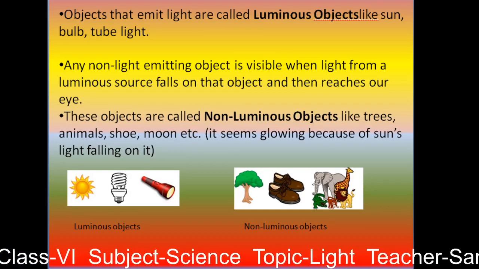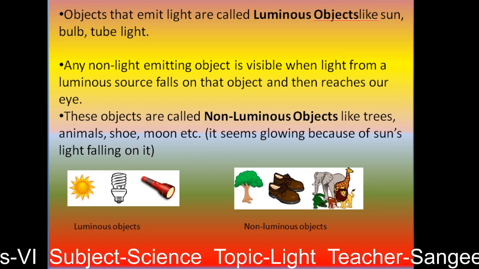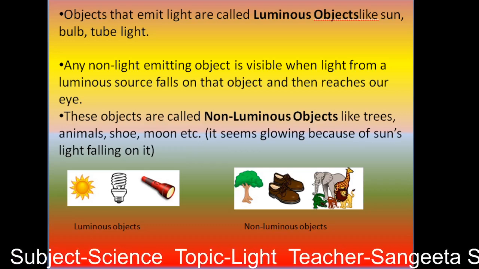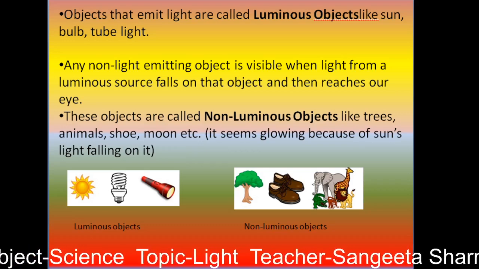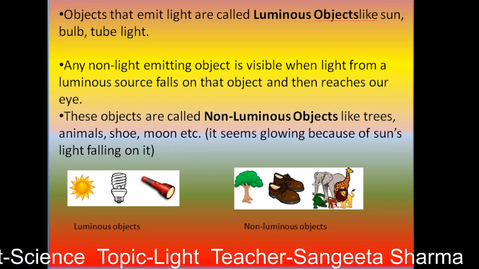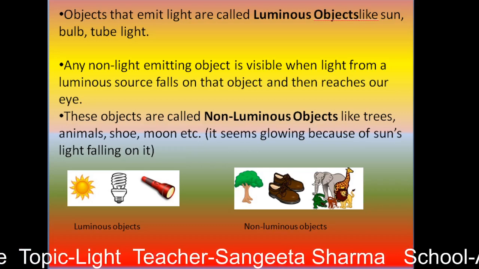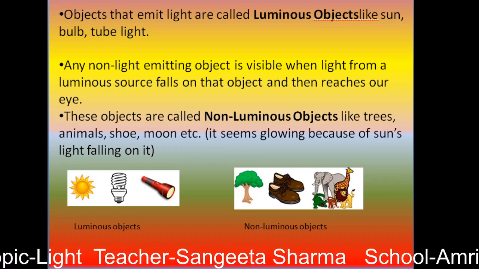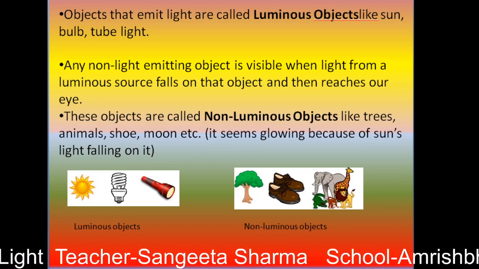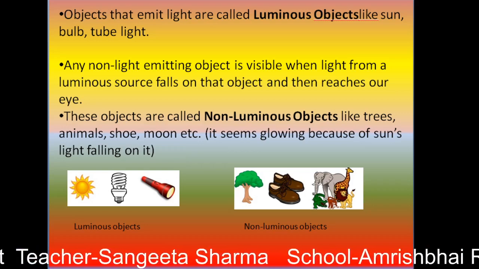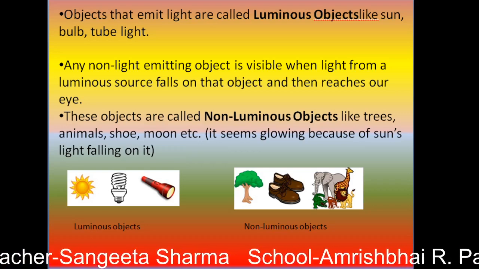Objects that emit light are called luminous objects, like sun, bulb and tube light. Again we can say that sun is a natural luminous object and tube light, bulb are artificial luminous objects. So luminous objects means the object is having its own light.